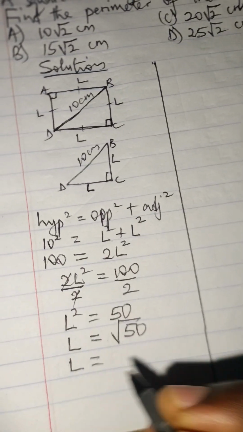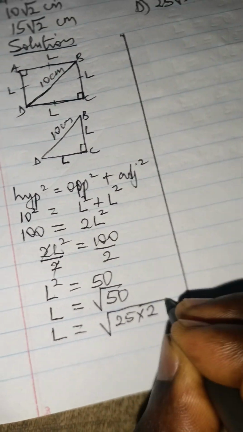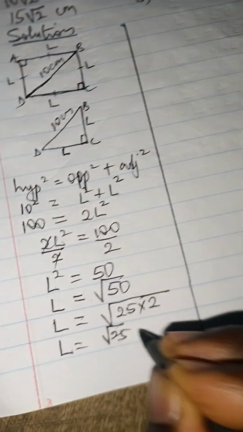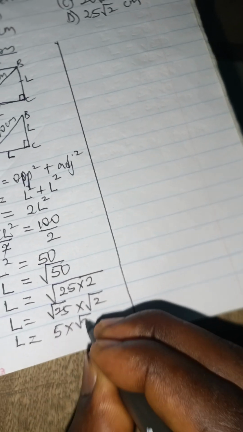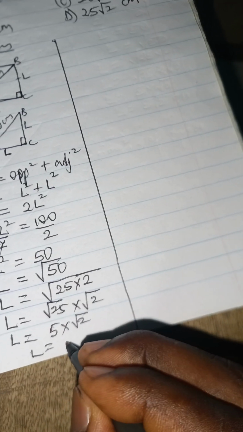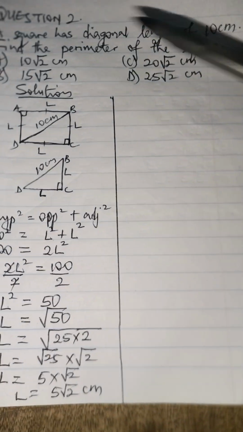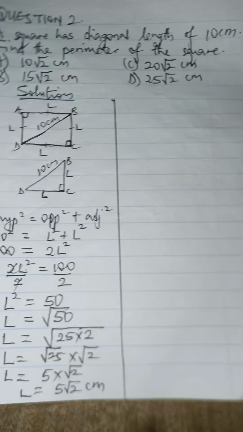This is the same thing as saying L is equal to square root of 25 times 2. 25 times 2, of course, is 50. L is equal to square root of 25 times square root of 2. Now, the square root of 25 is 5, times the square root of 2. So L is equal to 5 root 2 in centimeters. The reason I'm leaving my answer in this form is because the options are all in short form. Now this is the length of the square.